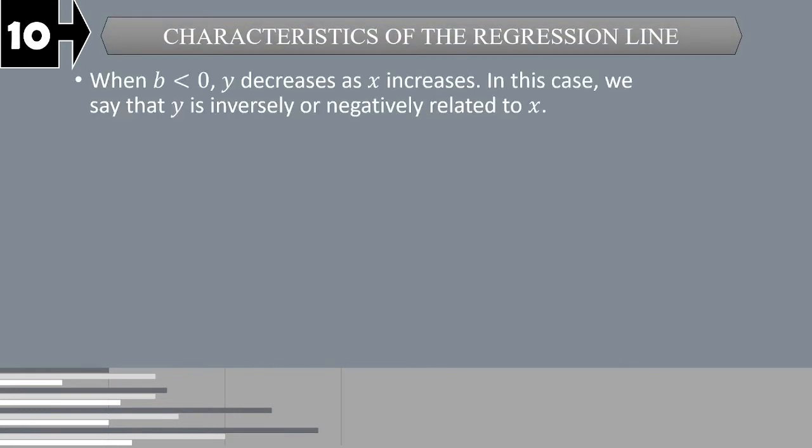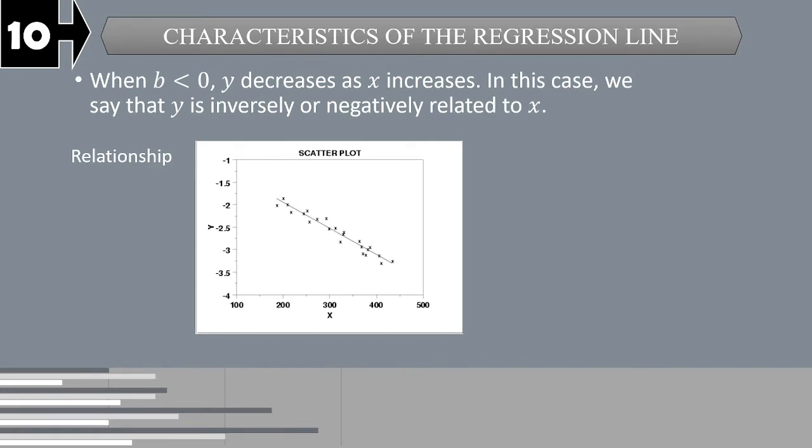Next. When b is less than 0, y decreases as x increases. In this case, we say that y is inversely or negatively related to x. Now, let's see the relation by using a chart again. As this chart shows, we will have a negative linear relationship.